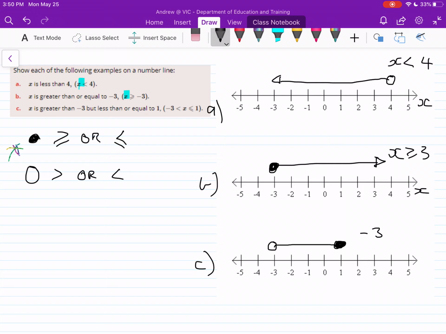So just make sure you practice knowing what each symbol is and what it represents. Okay, so know your greater thans, your less thans, less than or equal to, or greater than or equal to.